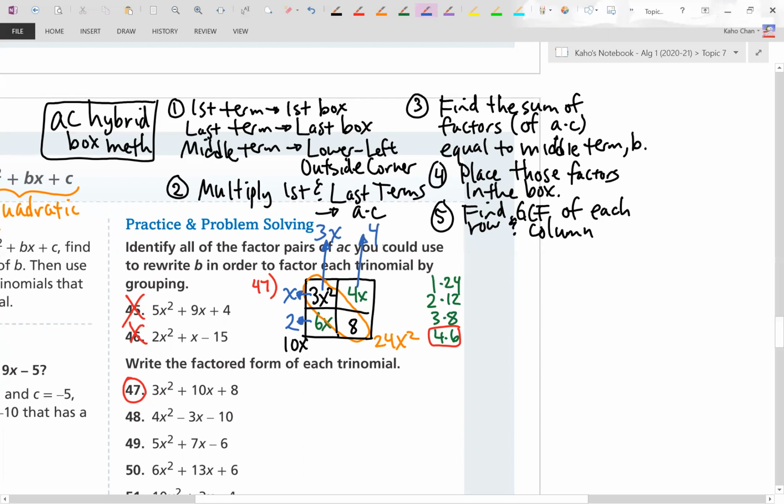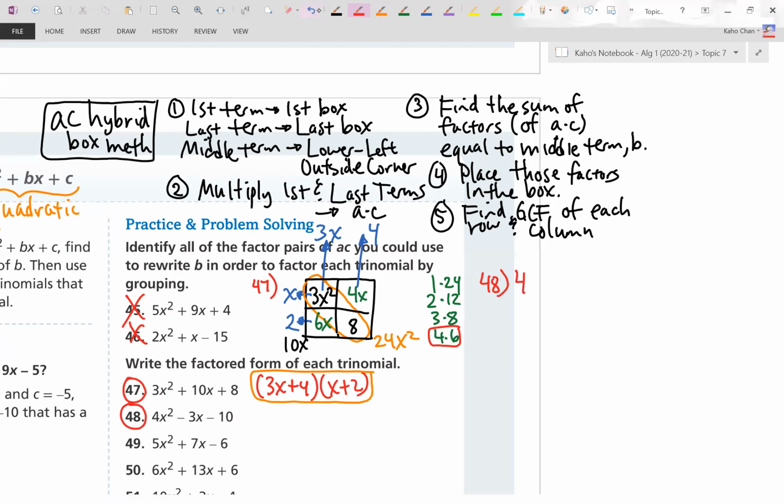There's my answer, ladies and gentlemen, for number 47. It is 3x plus 4 times x plus 2. Yay. 48's next. Yeah, we're going to get through all these. Draw your box.